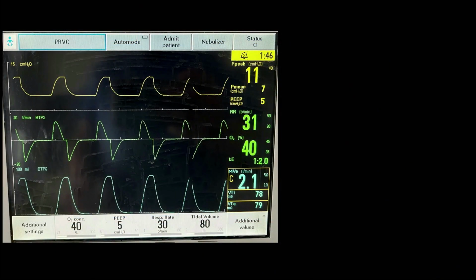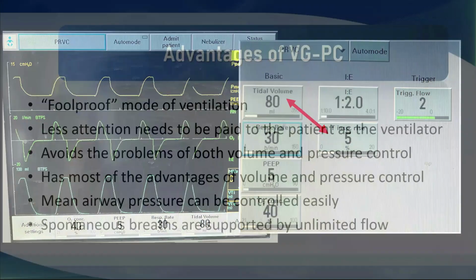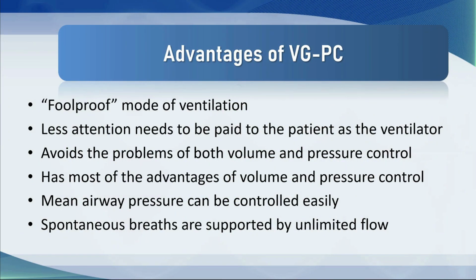This is the Servo-I ventilator that has been set up for a baby. Note that the mode is called PRVC, pressure regulated volume control, on this particular machine, but it functions in much the same way as in all of the others. The settings here are on a pop-up screen, and note the incongruity of having a tidal volume set but also a rise time.